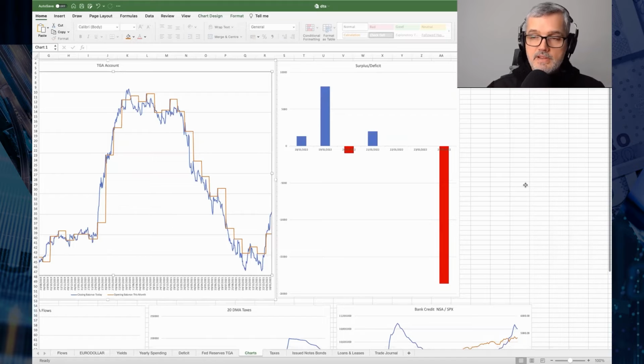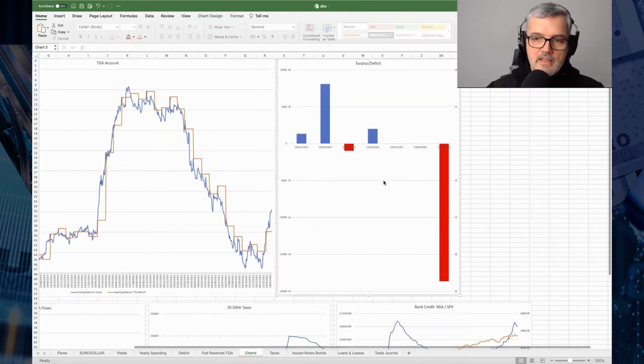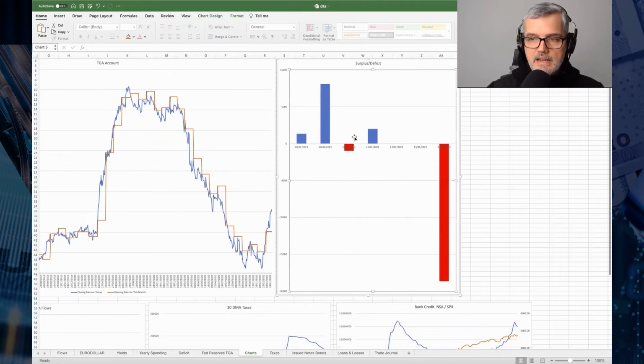The reason for that, I think, is because the US government are now running a monthly surplus. Normally they run a deficit. They're balancing the books by the looks of it. We're seeing more being taxed out of the economy than they are putting in.